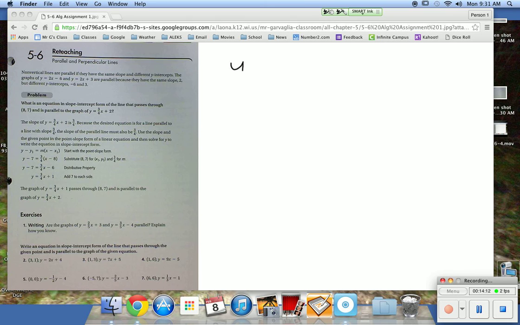Ben, y equals 5x plus 6. What is my perpendicular slope? This is Ben's. You got it. Negative 1/5. Negative 1/5, because this is really 5 over 1. Right? Flip it, make it negative.